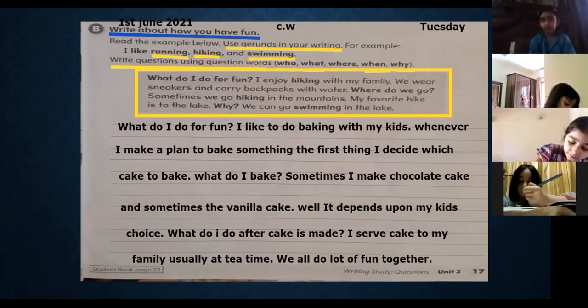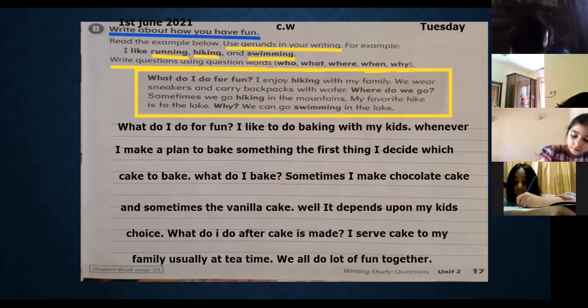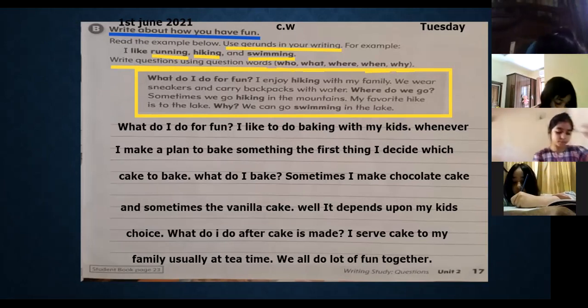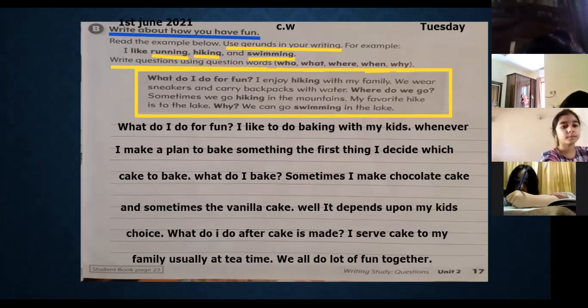You just pick up one topic, like what is the thing you do for fun, and then extend your writing on the basis of that word. If you're doing baking, your whole writing should be based on baking. Like, what do you do for fun? Yes, I do baking with my family or with my mother to have fun. So what do you do to bake something? What kind of cake do you bake? What are the things you need for baking? And at what time do you eat that cake after it is made?